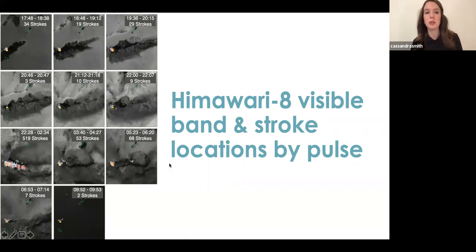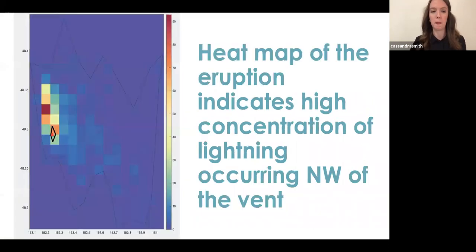One of the things I was interested in seeing is, where is the lightning located around the vent? Is it still traveling with the plume down, just closer to the vent? Is it directly just sitting on top of the vent? Where is this lightning really showing up?